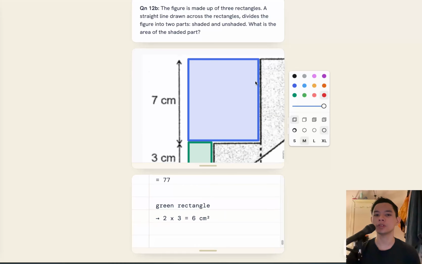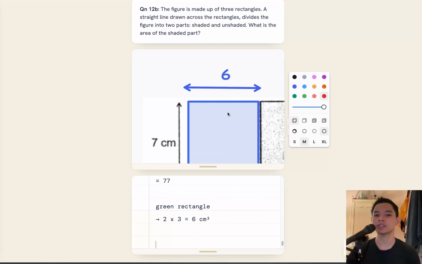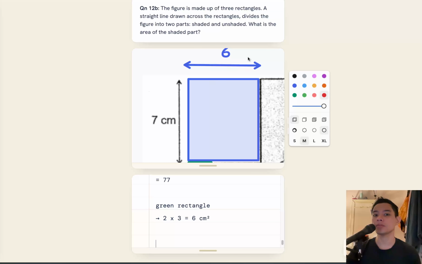Then for the blue rectangle, we need the length, which is 2 plus 4, which is 6. So the length and breadth will be 6 times 7 for the blue rectangle, and this will give us 42.